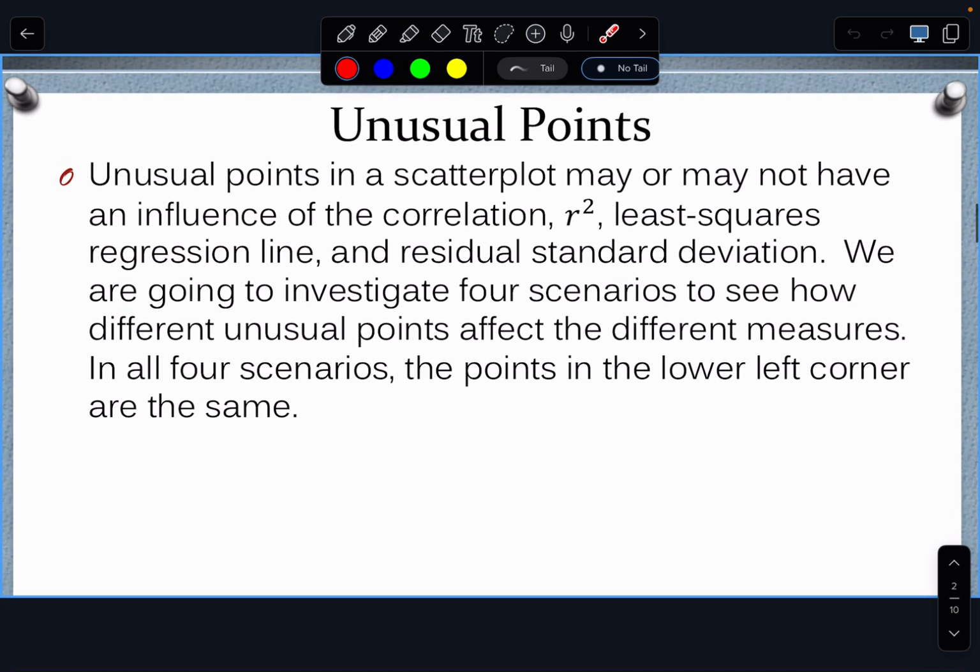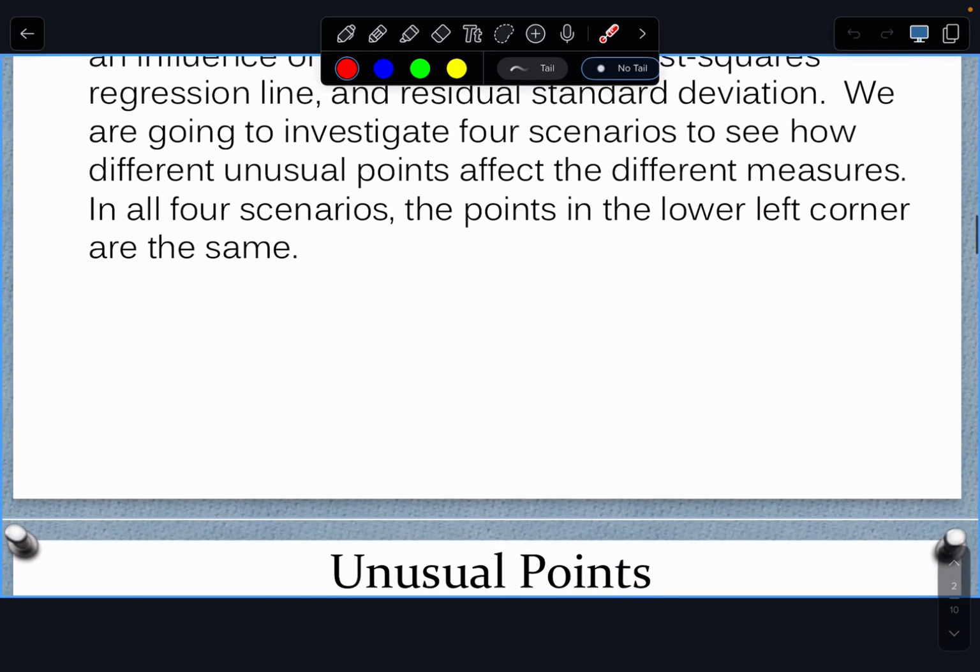So whenever we see unusual points in a scatter plot, and you don't have to write this down, okay? They may or may not have an influence on any of those regression analysis pieces. So we have correlation and correlation squared, we have our regression line, and we have our residual standard deviation. Sometimes we'll have outliers, these unusual points, that will affect these. Other times, depending on where that outlier is located, it won't have an effect on some of these, okay? So we're going to show you 4 different examples of how these different unusual points affect those different measures, okay?